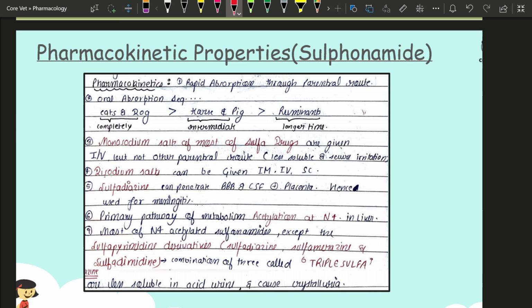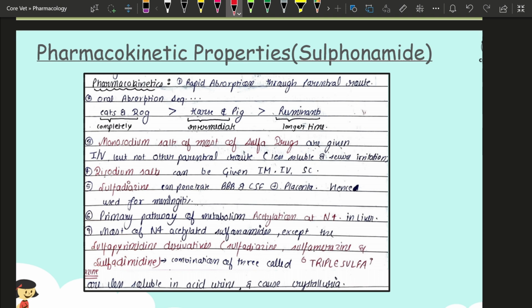So the rapid absorption is there with the parenteral route, but the absorption through the oral route varies according to the species. In the polygastric animal, the absorption through the oral route is the minimum, and in the monogastric, it is maximum.